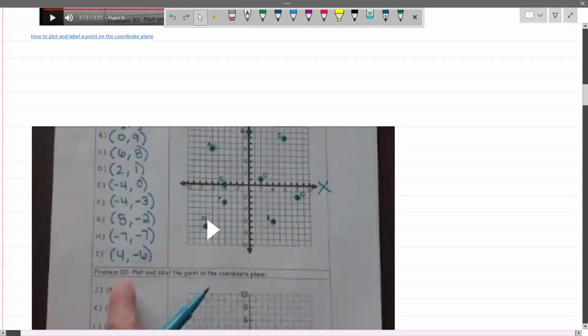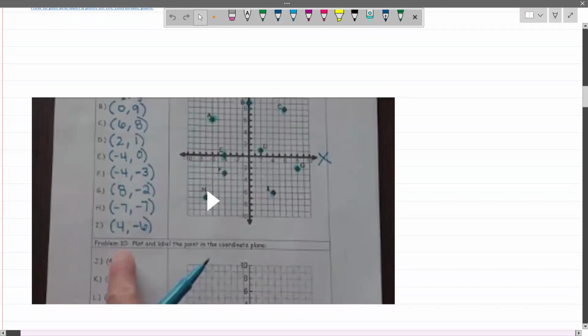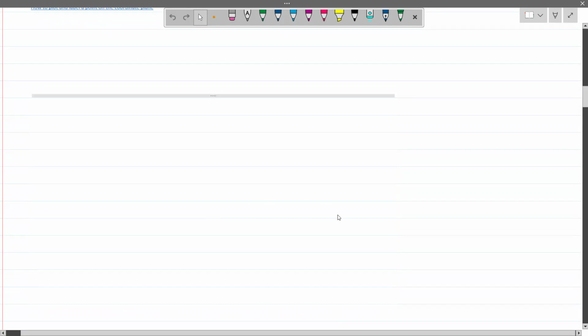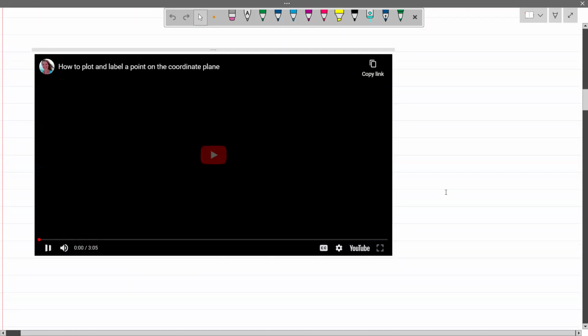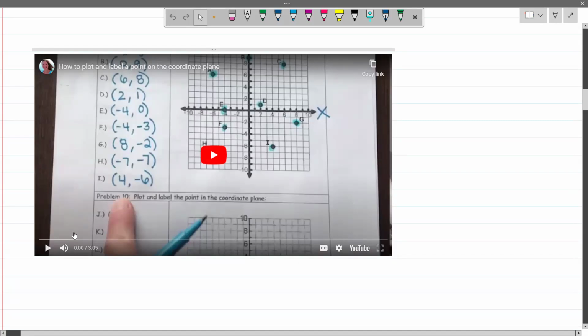Now we need to do the opposite, or at least understand the opposite. Look at a point and then be able to plot or state basically what the coordinates of the point are. So let's take a look at that. Everybody seeing? Give me a thumbs up if you're hearing too.